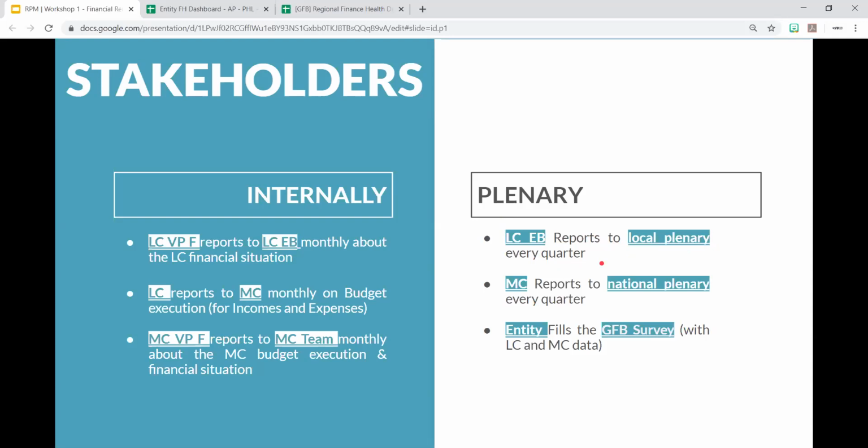It can be just more on every quarter as a bulk report. Same goes with MC. You are liable to your national plenary, so you can report to national plenary every quarter. And for entity, meaning MC and LCs, fill in the GFB survey with LC and MC data. So this is where you report to us at GFB, so that from GFB, we'll be able to learn the information that we will need from you.